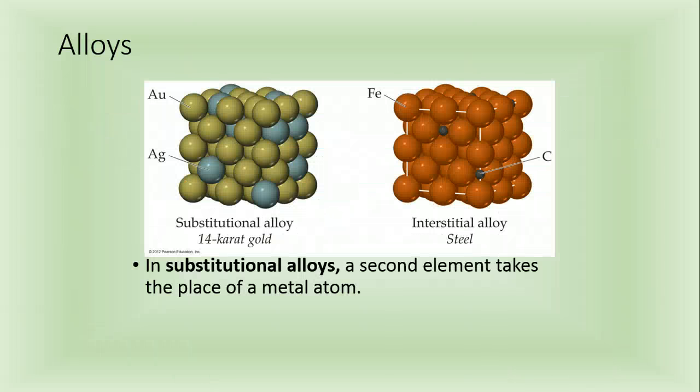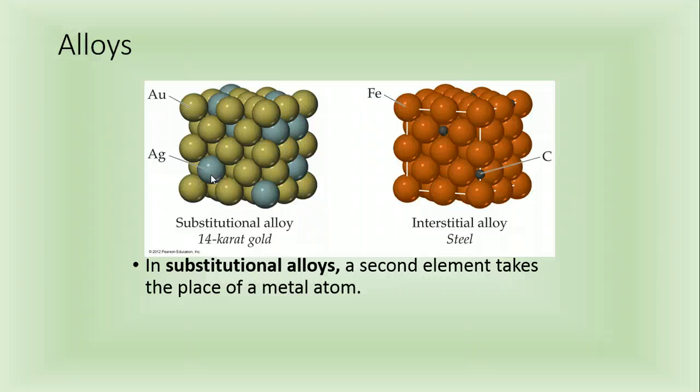So we've got our two types of alloys that we should know, and that is substitutional versus interstitial. In the substitutional alloy, we're literally substituting in. So instead of every atom in the structure being gold, we've got some silver atoms substituted in. And typically for substitutional, it's got to be a similarly sized metal atom.